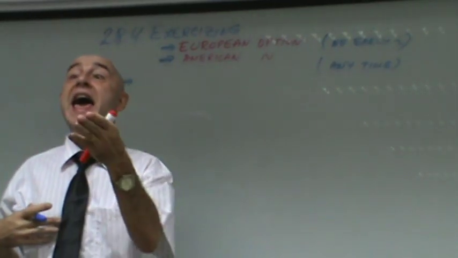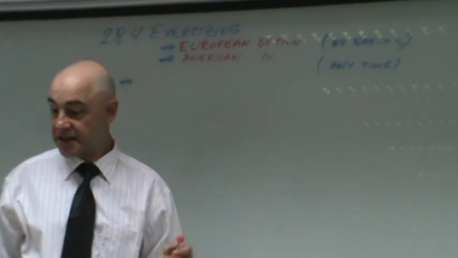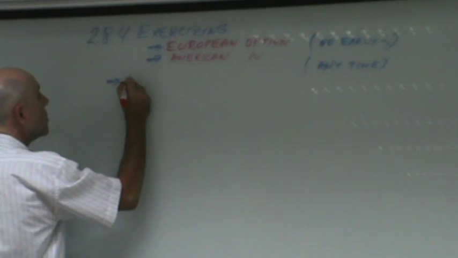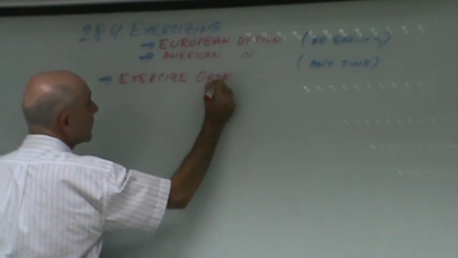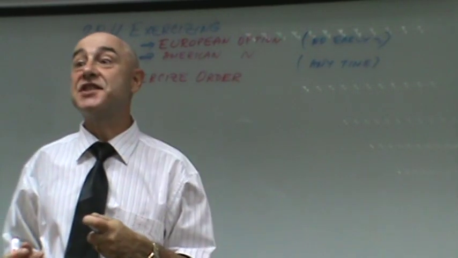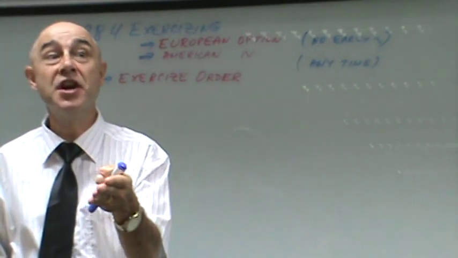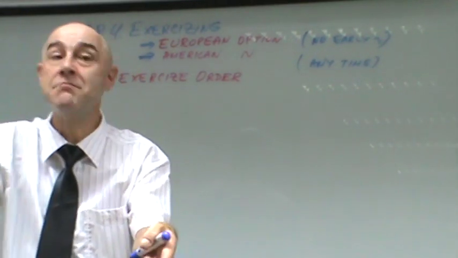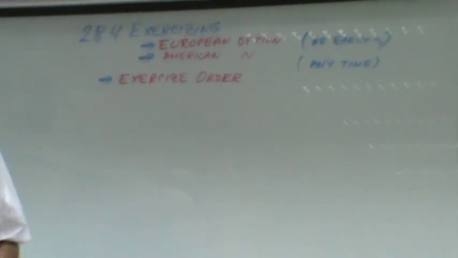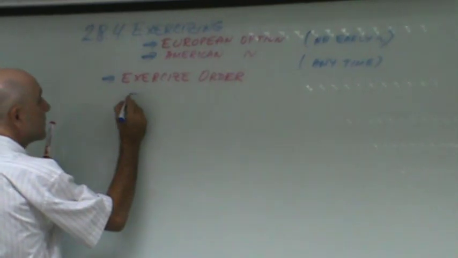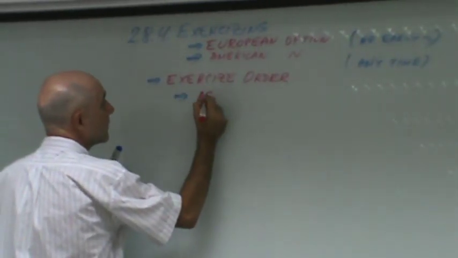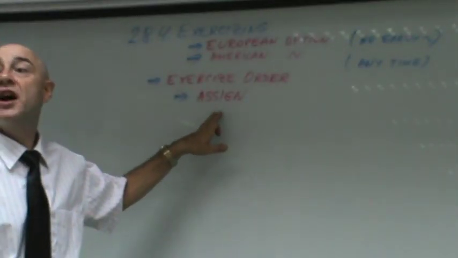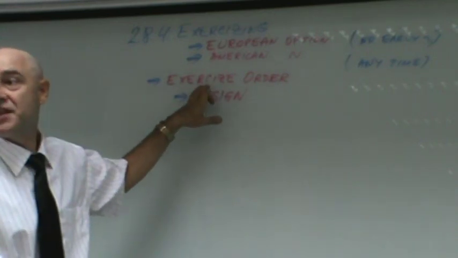When the customer exercises an option, they place what's called an exercise order. When they place an exercise order, the order goes against the clearinghouse. The clearinghouse will pick a member to exercise against. We call this assignment. To assign means to choose a member to exercise an order.